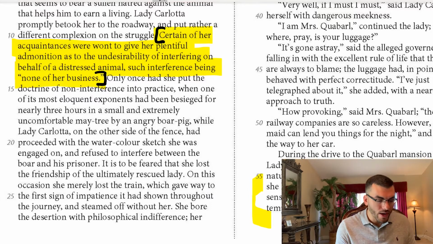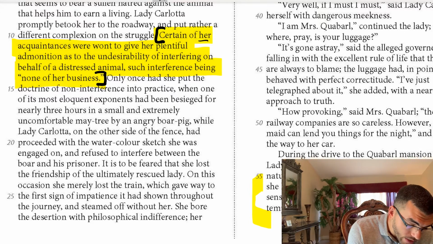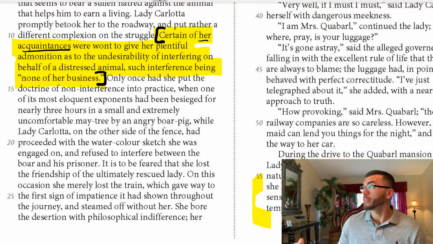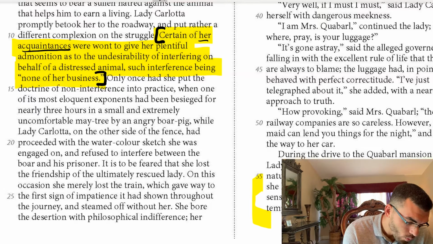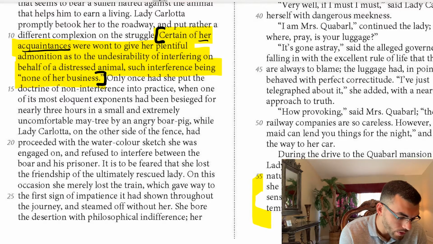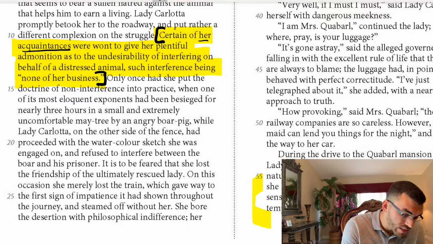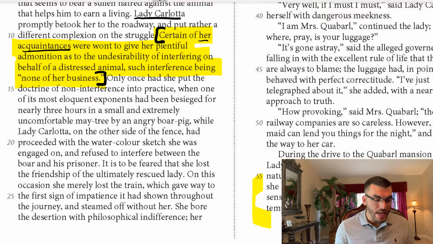So the first thing you need to figure out is, do lines 10 to 14 even mention how other people regard Lady C? Certain of her acquaintances is kind of people you know. Those are other people. So we're off to a good start. How did they feel about Lady C? Were wont to give her plentiful admonition as to the undesirability of interfering on behalf of a stressed animal, such interference being none of her business. And you see right above, they are talking about Lady C. So it's safe to say that this is where the answer is going to be found.